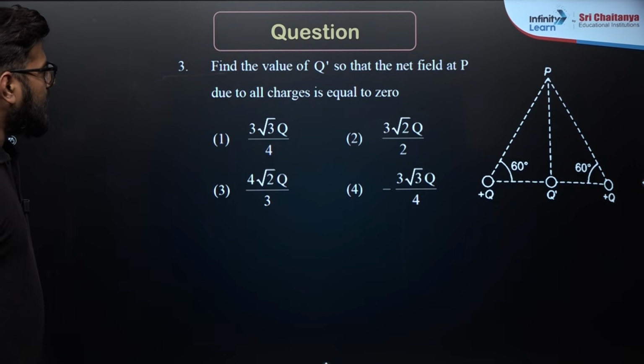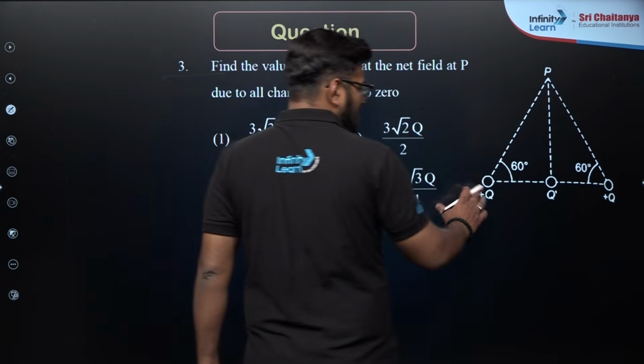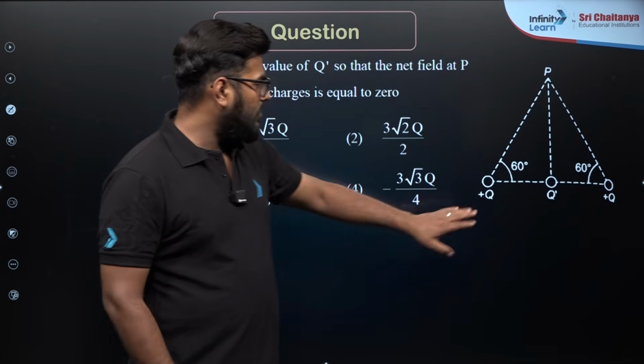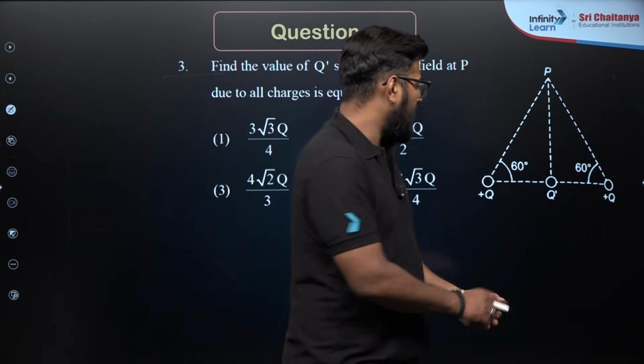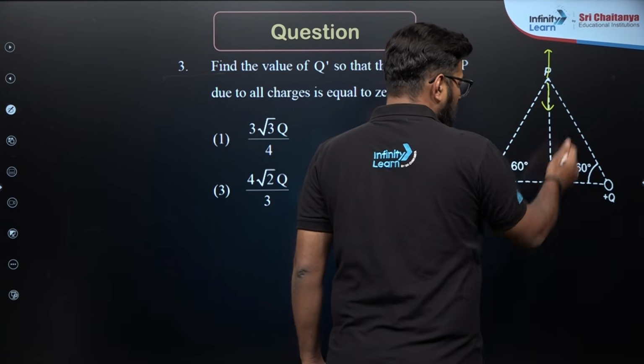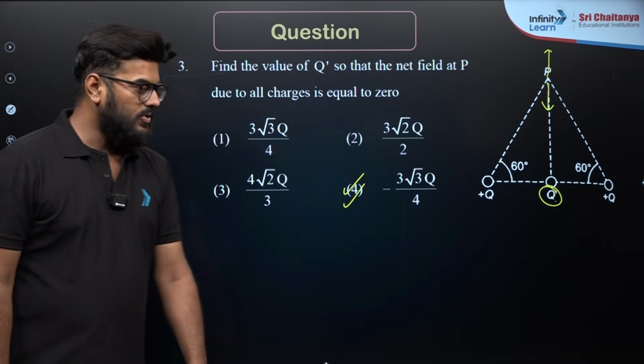Find the value of Q so that the net field at P due to all charges is equal to 0. This is a very simple problem in which you don't need to give any effort. Both are positive charges. The net due to both of them will be upward, and due to this one it should be downward, and that's the reason it should be negative, and only one option has a negative charge over here.